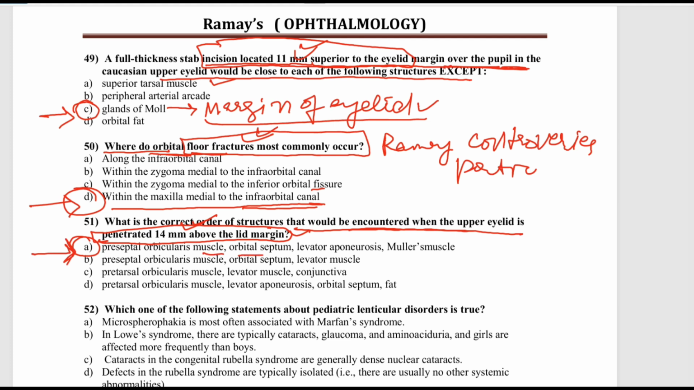This is simply the layers of the eyelid in the correct order. This question can be asked in a simple way, and can be asked by giving a scenario like this: there is an injury and the eyelid is penetrated at 14 millimeters. So remember all these scenarios in your mind.